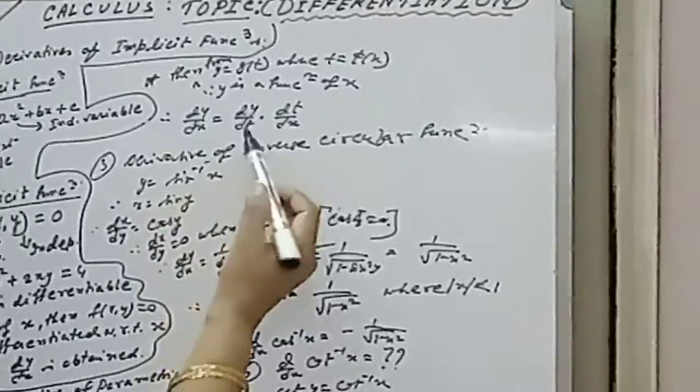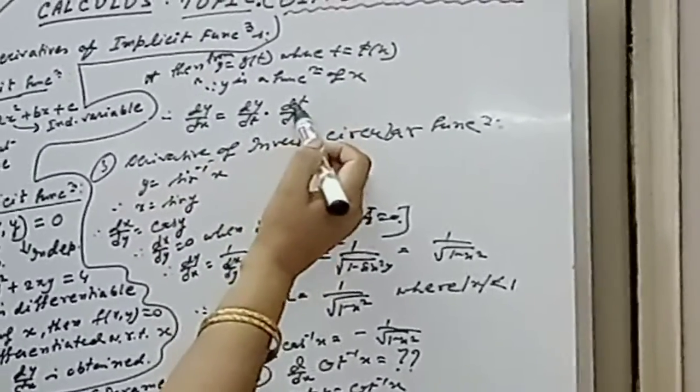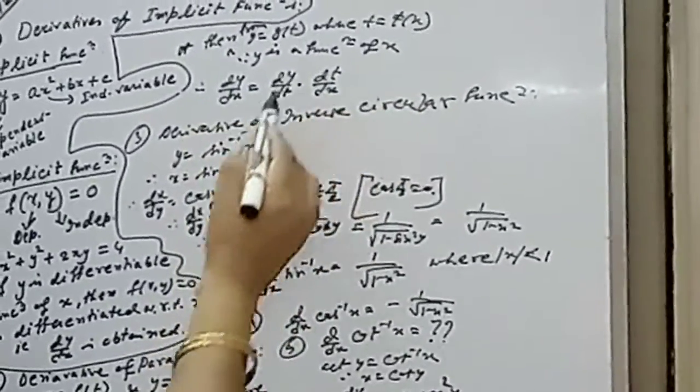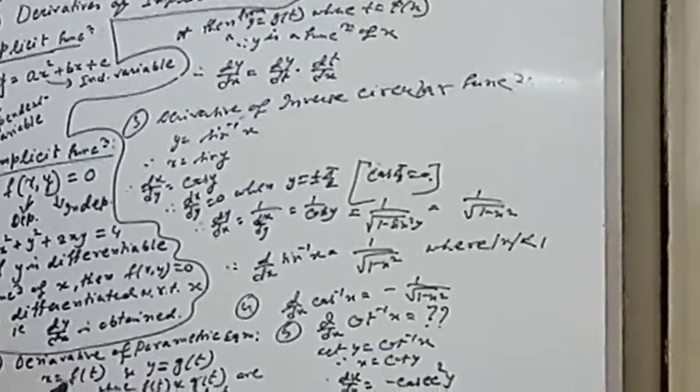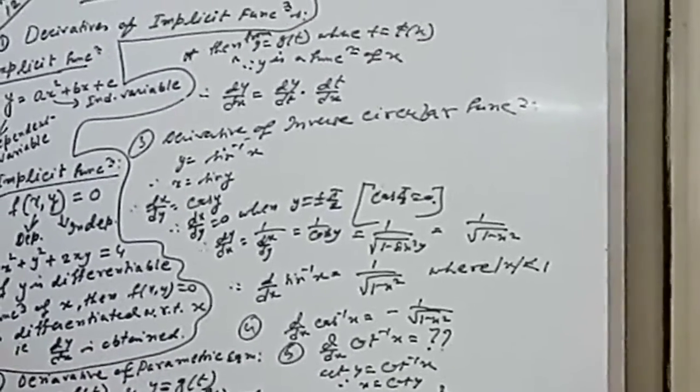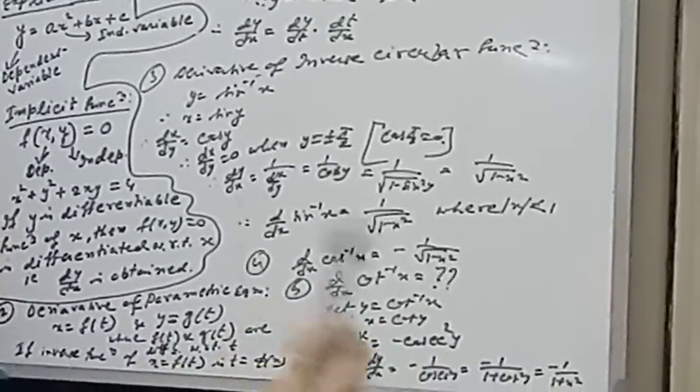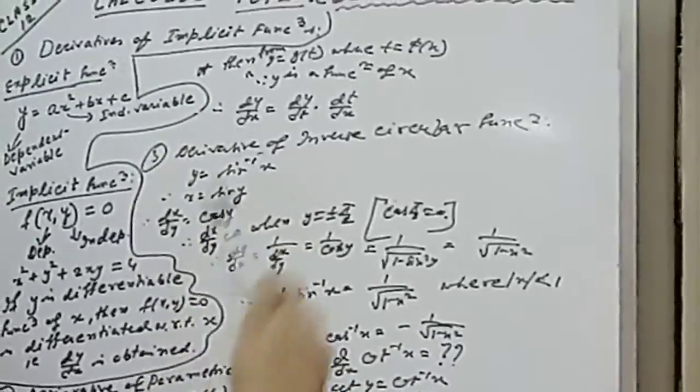So dy/dx is equal to dy/dt into dt/dx. In this way we can find the derivative of any kind of parametric equation. Here the parameter is t, but the parameter can also be theta, alpha or beta. Any kind of parameter we can get.